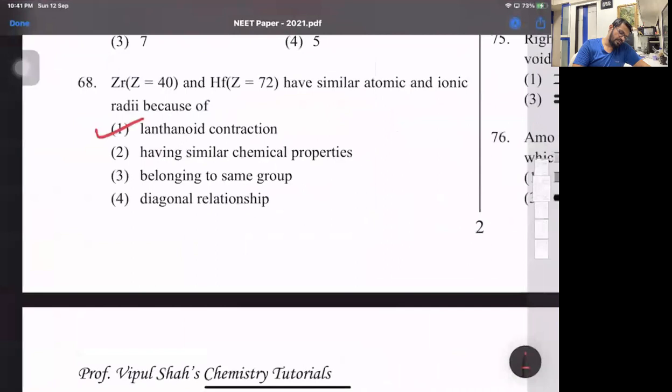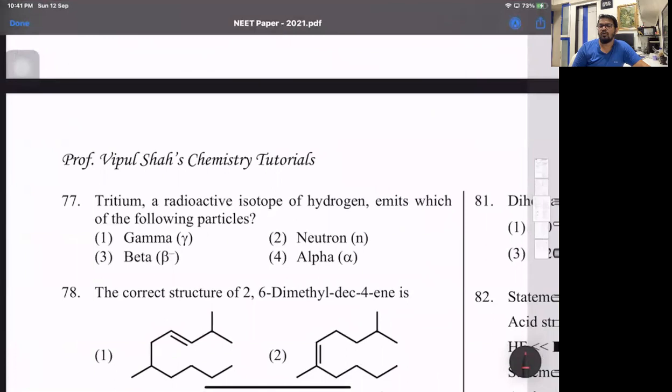77 over there: tritium, a radioactive isotope, emits which of the following particles? Now tritium, we write it as 3T1, and the N by P ratio is more than 1. So whenever the N by P ratio is more than 1, the neutron gets transformed into a proton and it ejects out an electron. So it's basically a beta decay.